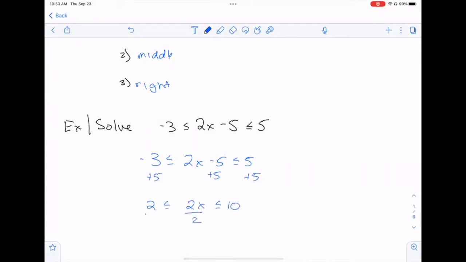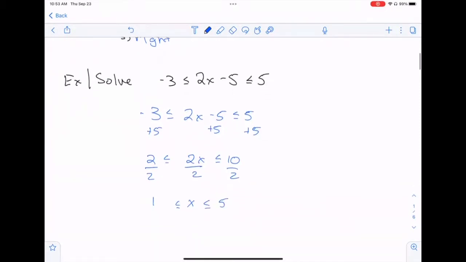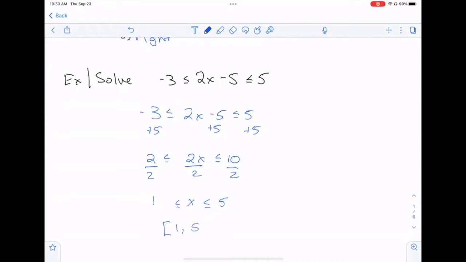Then I want to divide everything by 2. And now my middle piece is just x. And I get 1 is less than or equal to x is less than or equal to 5. And I write my solution in interval notation, [1, 5]. And that is how we solve compound inequality problems.